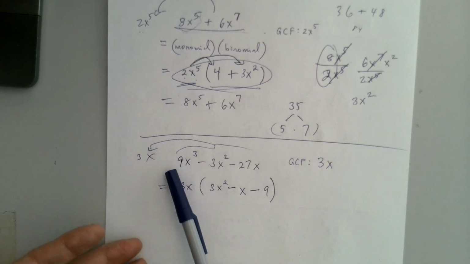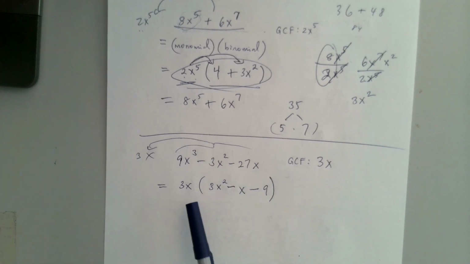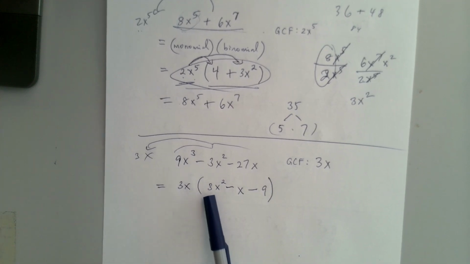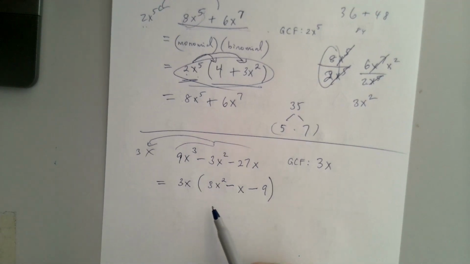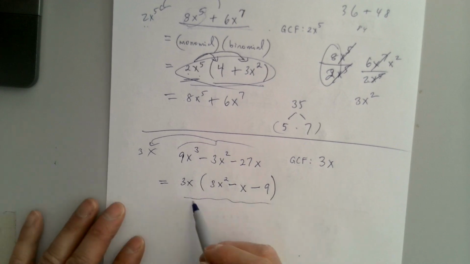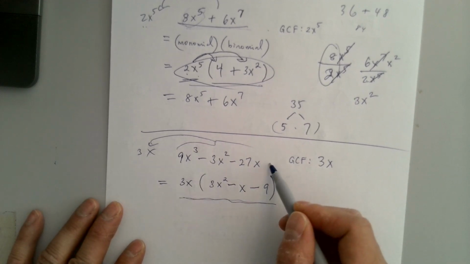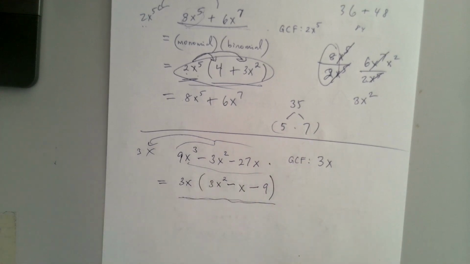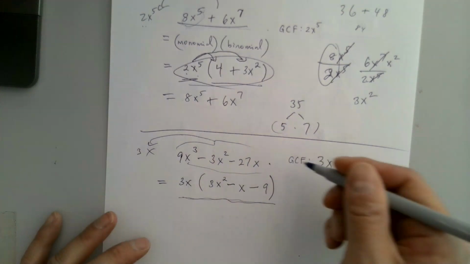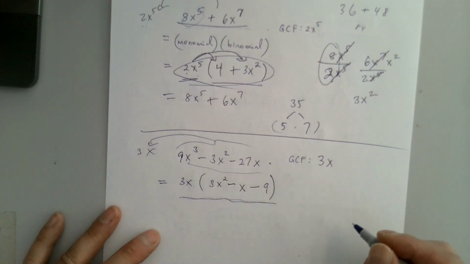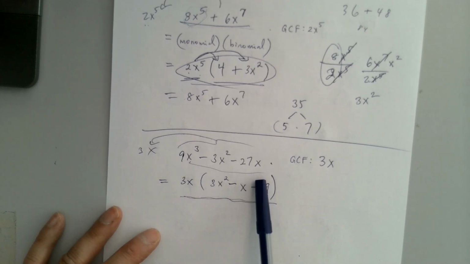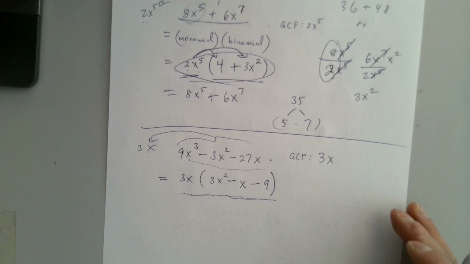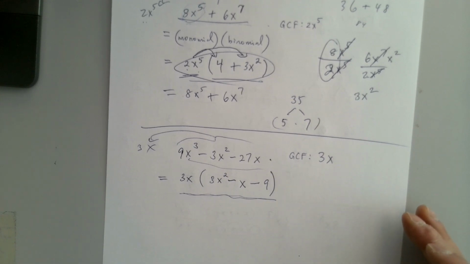So the factorization of 9x cubed minus 3x squared minus 27x is 3x times (3x squared minus x minus 9). Now you may feel like you're writing more when you write the factorization of this trinomial than the trinomial itself. Yes, that is true. Sometimes you are using more ink or pencil lead and time to write the factorization than writing the polynomial itself. But keep in mind what we're doing. We're not simplifying here. This is not simplification. This is factorization.